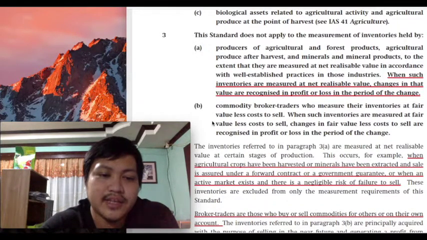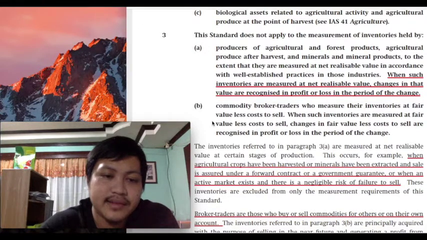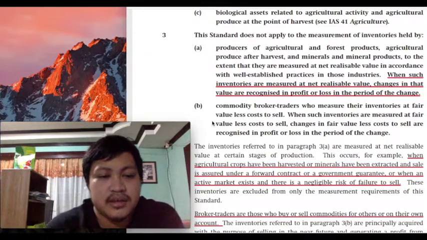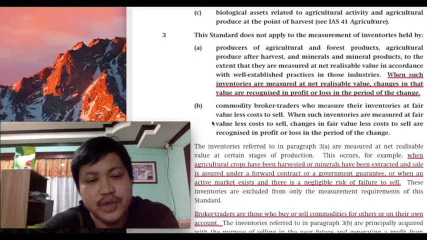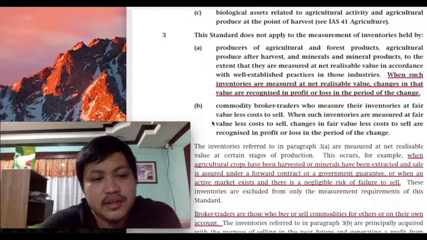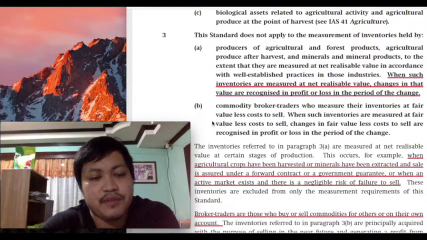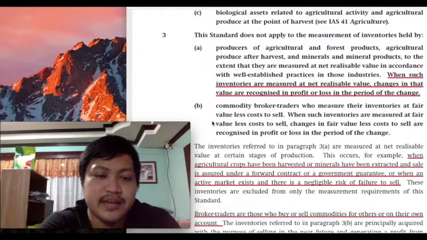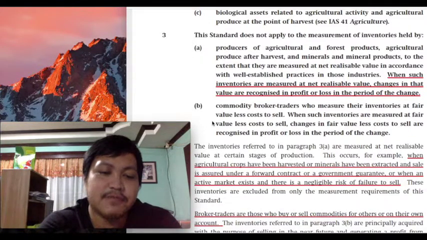One way of understanding, class, why these items are being excluded from the measurement provisions of the standard is that the entities who sell these types of inventories engage in this kind of business not because of the markup that they will earn from these inventories, but because of the volatility in the net realizable value of these assets. They expect to profit from the regularly changing value of these assets, not from earning markups after the asset is resold or after the asset is processed further.